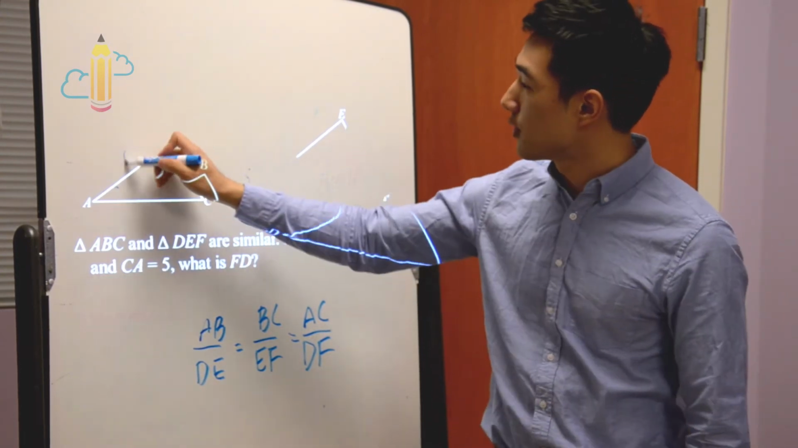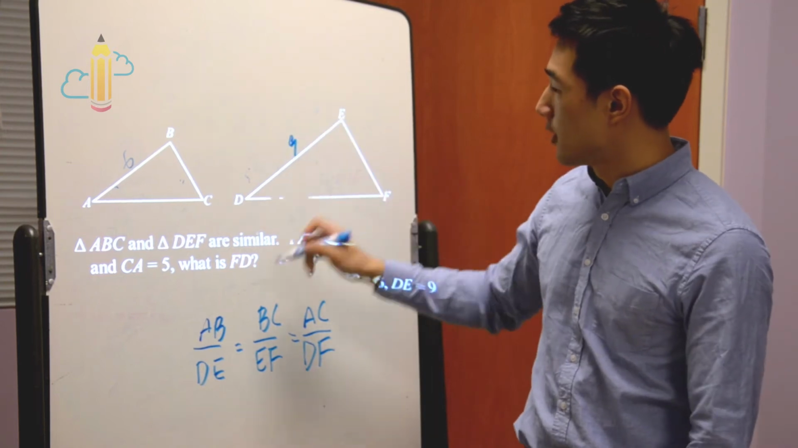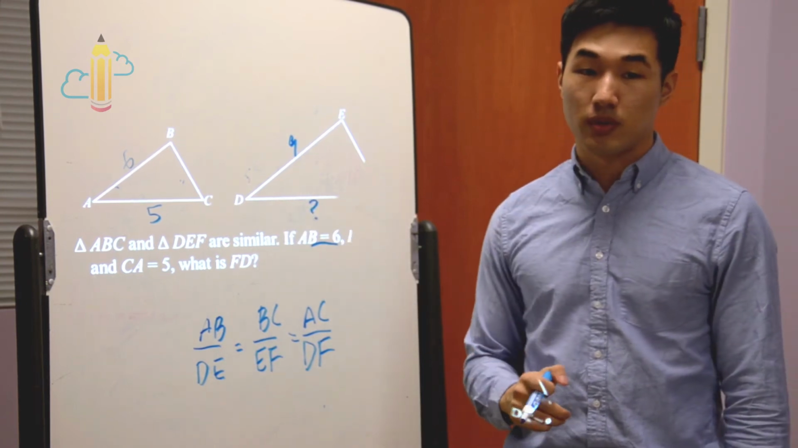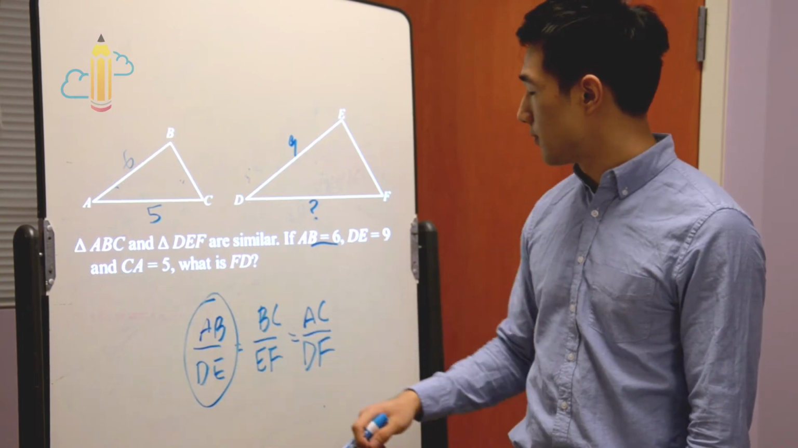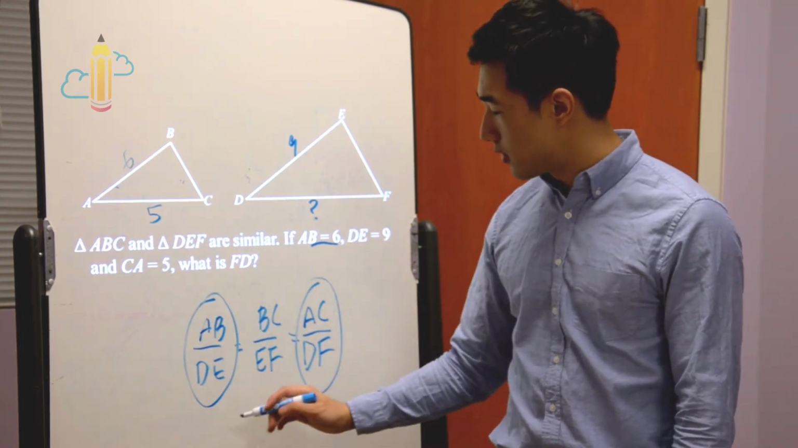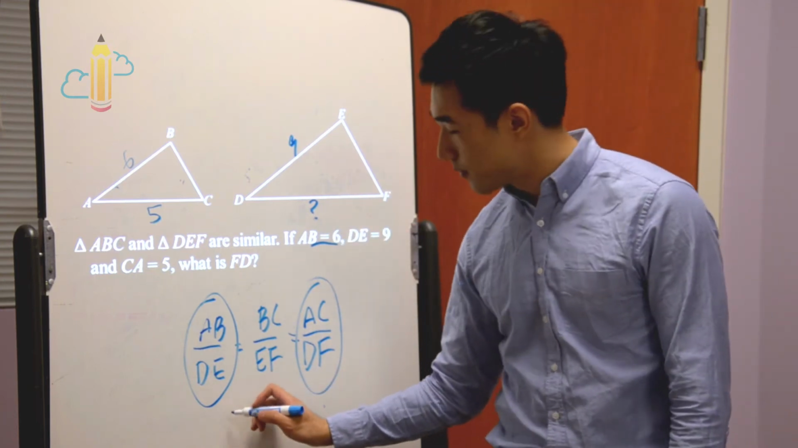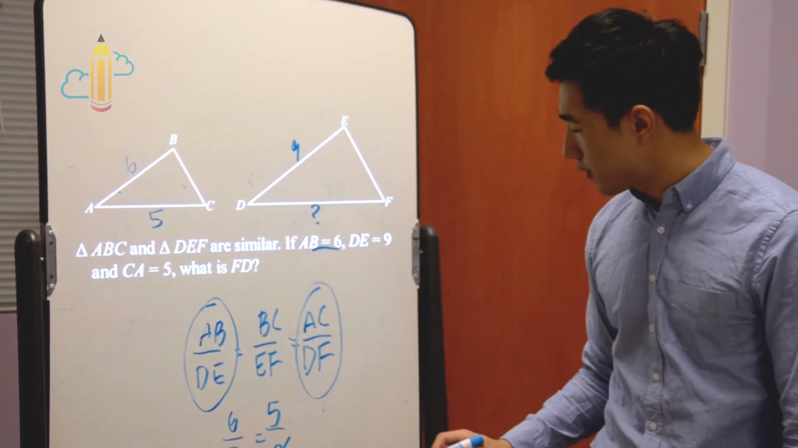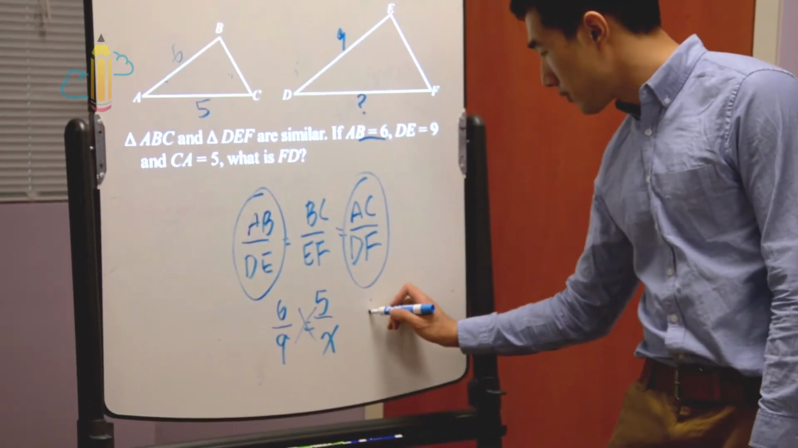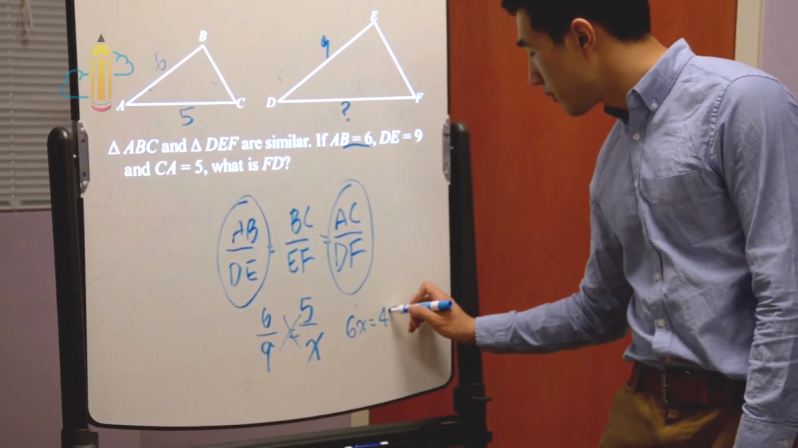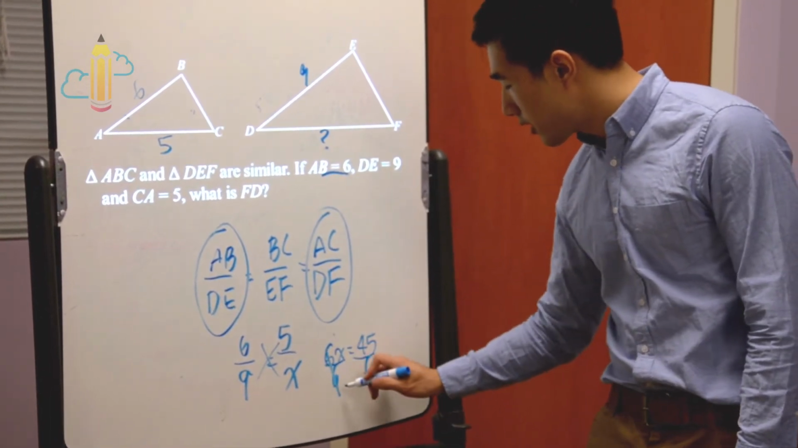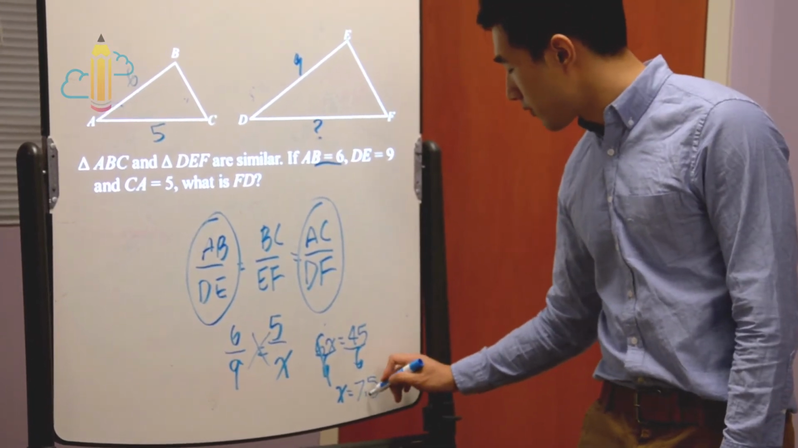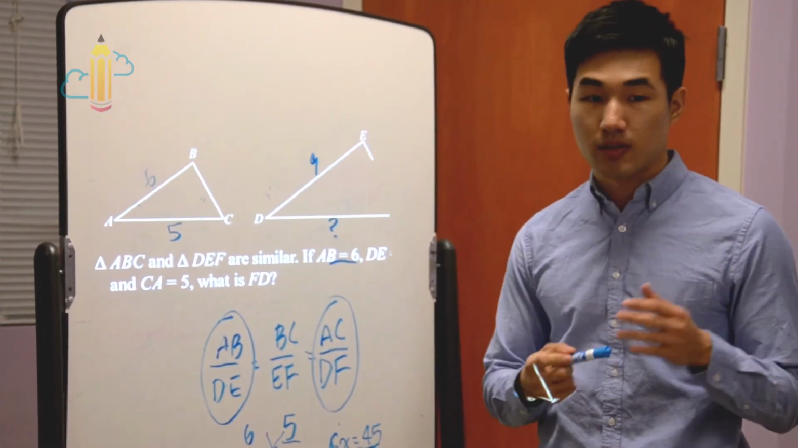Okay, so which ones are we going to use for this one? Well, if we label it, this one is 6, DE is 9, and CA is 5, right? And we're looking for FD. So which one do we use? AB over DE equals AC over DF. Okay. Alright, so help me to use numbers now. 6 over 9 equals 5 over X. Okay. Then what do we do? Cross multiply, so you get 6X equals 45. Okay. And then you just divide, and you get, what is that? 7.5. Okay, very good. Any questions? Okay.